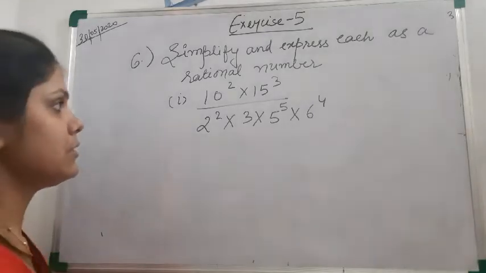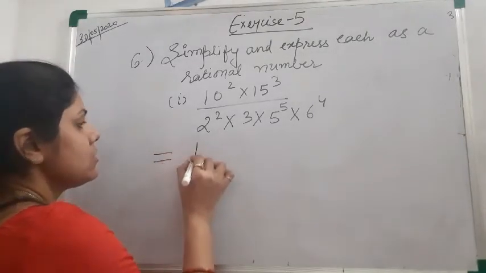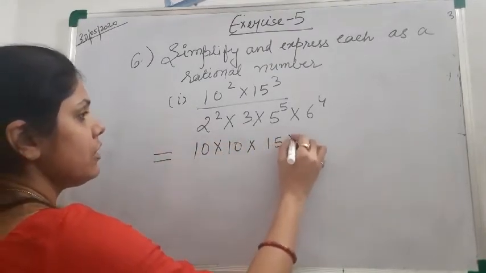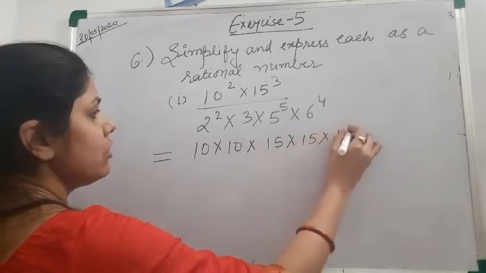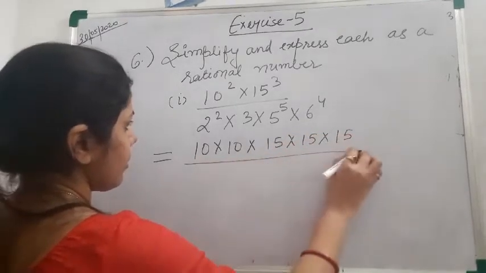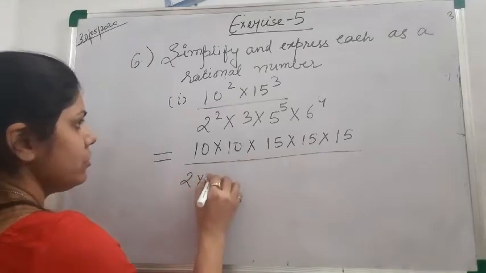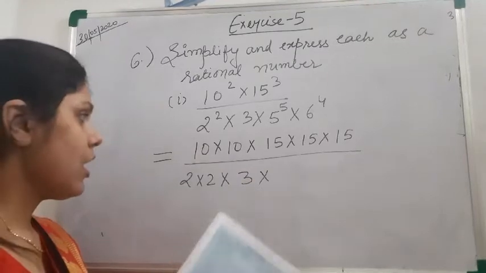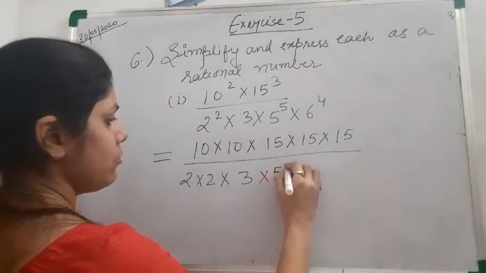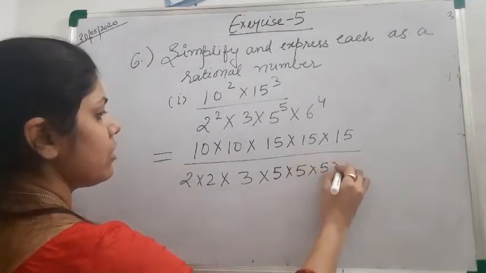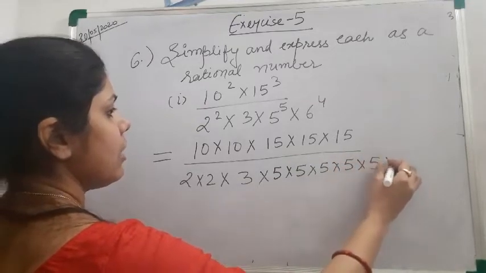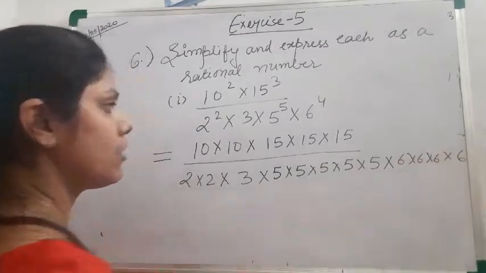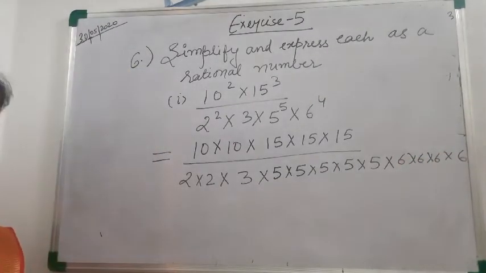So how will you do this? 10 squared is 10 into 10, 15 cubed is 15 into 15 into 15, 2 squared is 2 into 2, 3 is alone, 5 to the power of 5 is 5 five times, and 6 to the power of 4 is 6 four times. Like this you will first split it.